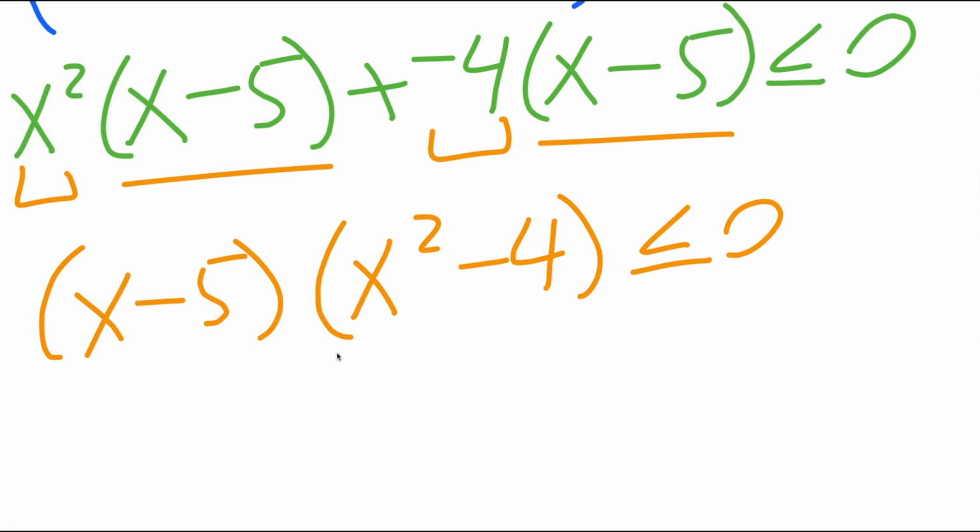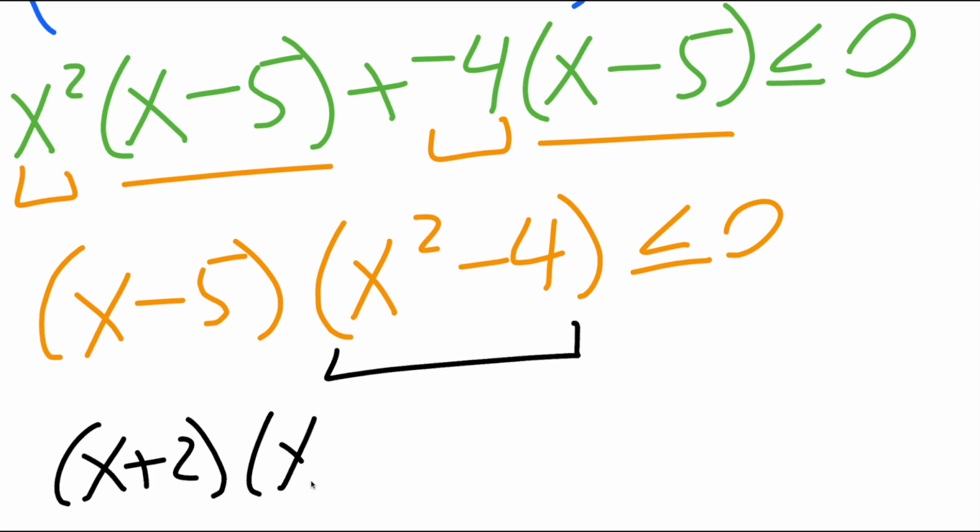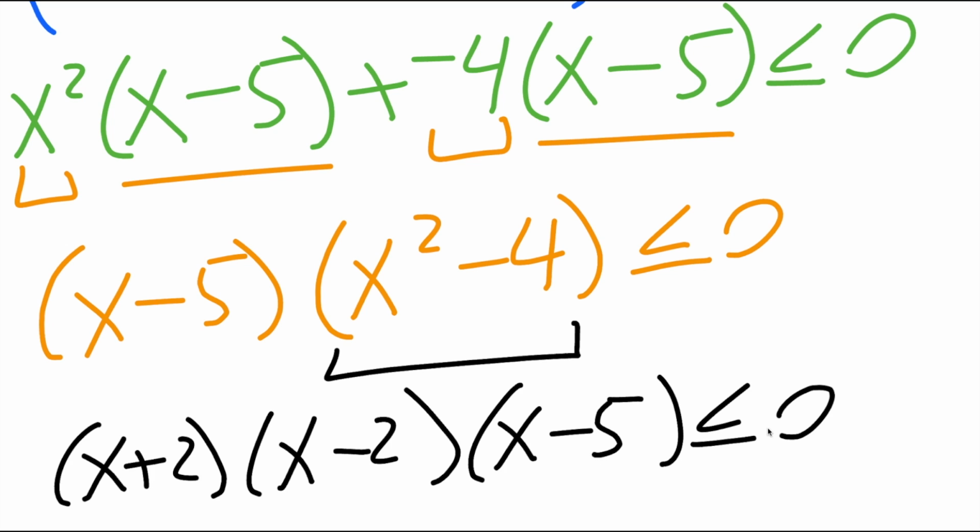Well, this piece you can actually factor further because x plus 2 times x minus 2 is one of those perfect squares. X times x is x squared. X times negative 2 is negative 2x. 2 times x is 2x, and 2x minus 2x is 0x. And then 2 times negative 2 is negative 4. And then we had our x minus 5 is less than or equal to 0.